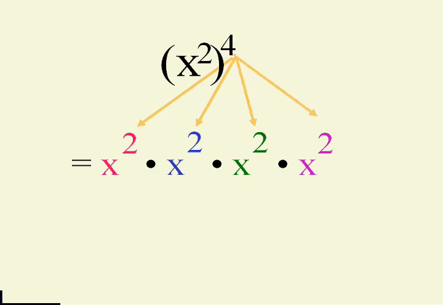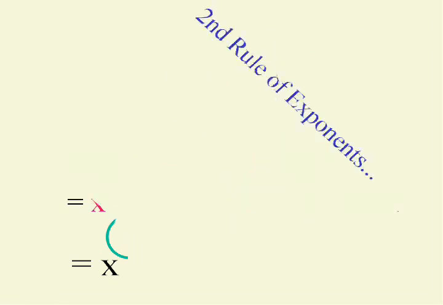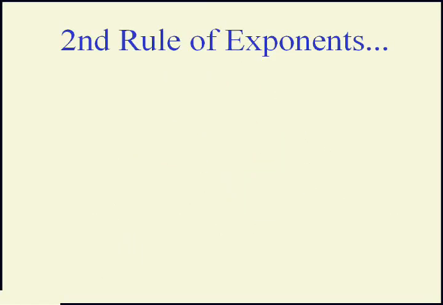Now if we want to, we can spread those out. Recall that x squared means x times x. And of course the other blue x squared, the green x squared, and the purple x squared. Now we could, if we wanted to write them out like this, we could just do that and count them, and you would get x to the 8th. But let's try to come up with another shortcut rule for exponenting exponents. And that's going to be the second rule of exponents.